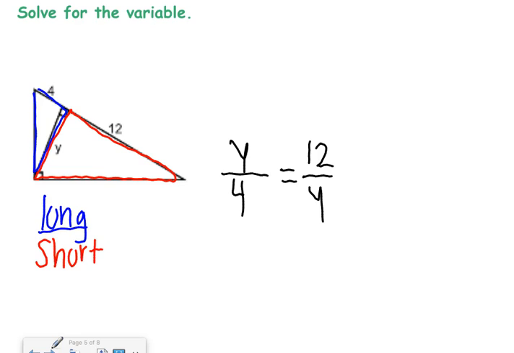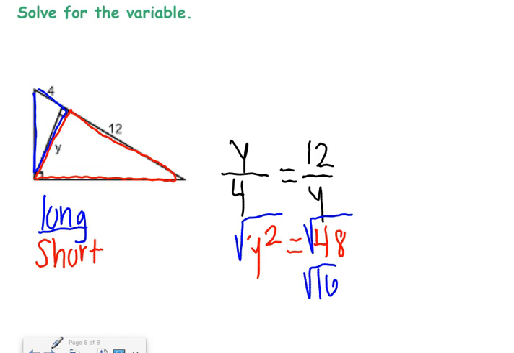So a way to check to see if you're doing it right, you'll either get the same variable times itself, or the same number like 4 and 4. Okay, that's a good way to check. So now we're just going to solve this like we were doing before. y times y is y squared. What's 4 times 12? 48. Now we have to simplify it. So what perfect square goes into 48? 16. How many times? 3. What's the square root of 16? 4. So 4 root 3.